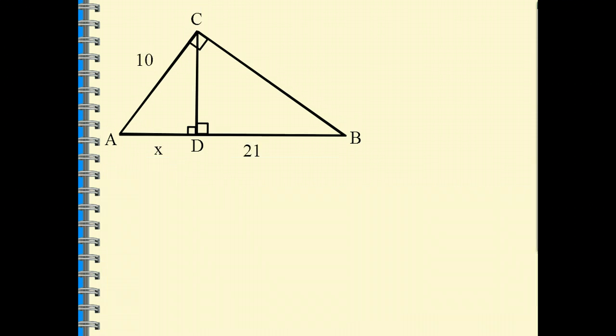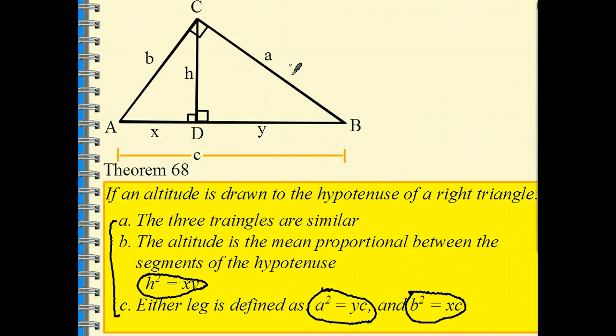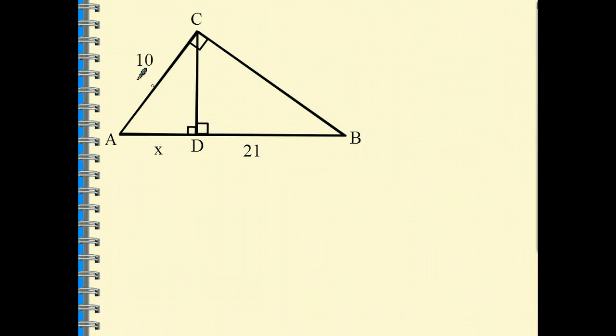All right, let's try a practice problem with this. So let's say we have the same diagram. We have a right triangle, and an altitude is drawn from the right angle to the hypotenuse. We have a leg of the triangle that is 10. This leg, we don't know what it is. We want to find x, and we know that part of our hypotenuse, DB, is 21. It would be helpful to label this just like we did on the last slide, so let's label all the same variables on this diagram.